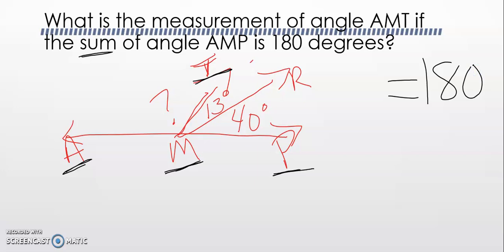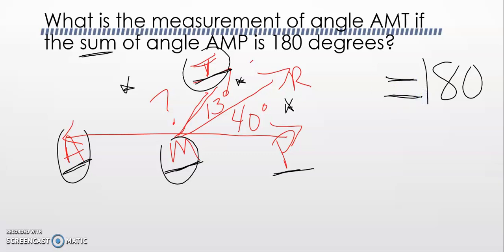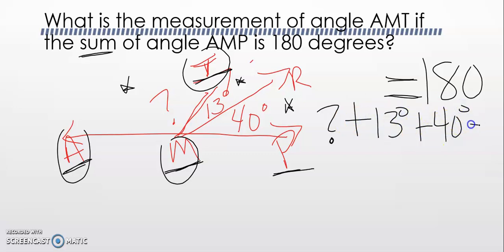Okay, but they're asking me about A, M, and T. So if I know I have 40 here, 13 here, and whatever my question mark stands for, all three of these measurements are supposed to equal 180. So I'm going to write out my equation. Question mark, I don't know that number, plus 13 degrees plus 40 degrees, all equal this 180.